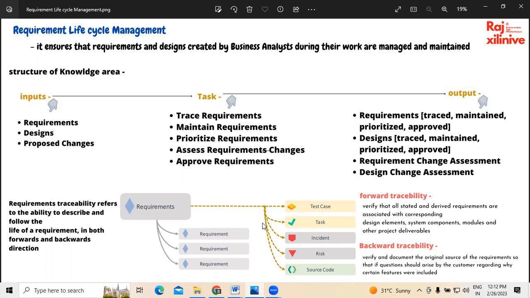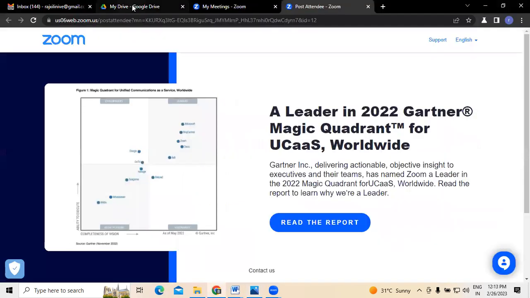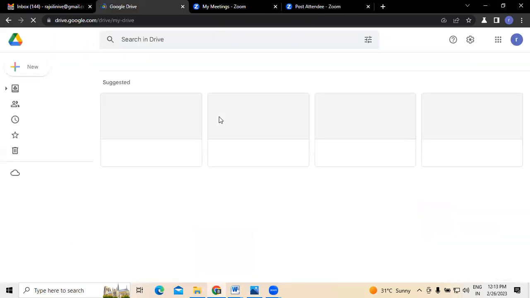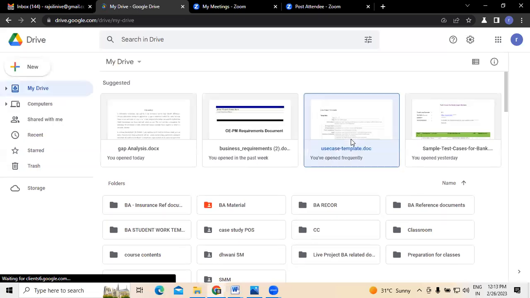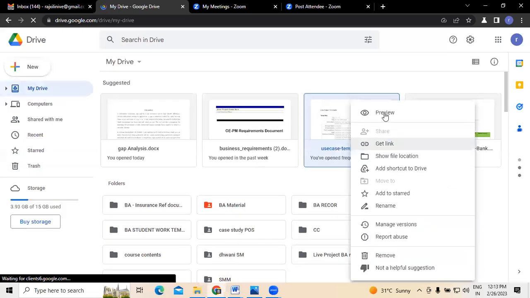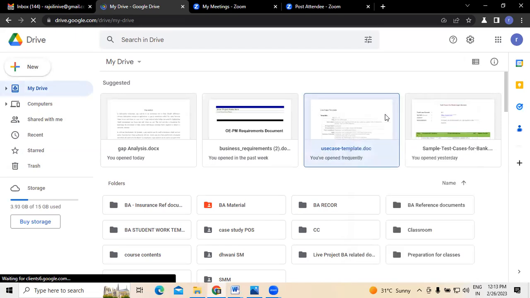To identify that, generally this requirement traceability matrix is used. Now I am going to show you a use case followed by the test cases so that you will have an idea over this. This is what generally a use case document stands for, right? This is how a use case document generally looks.